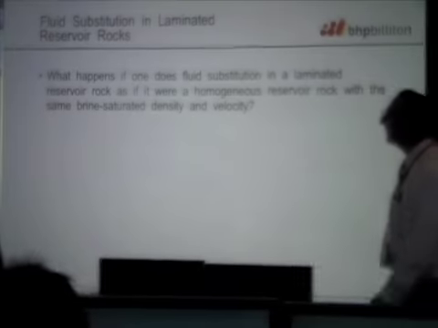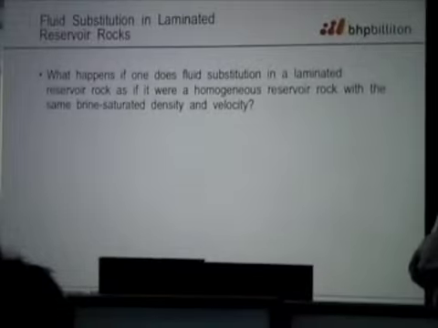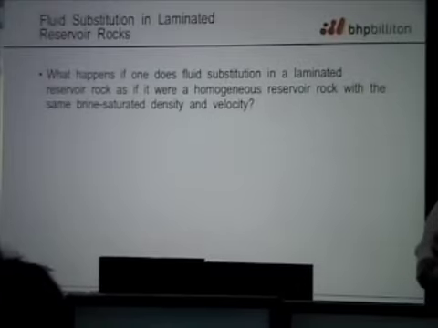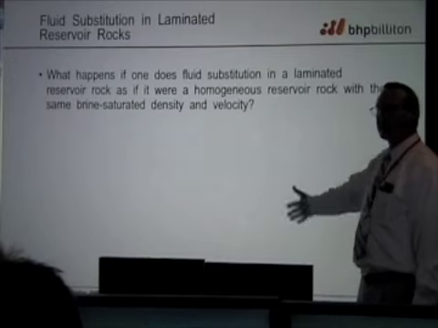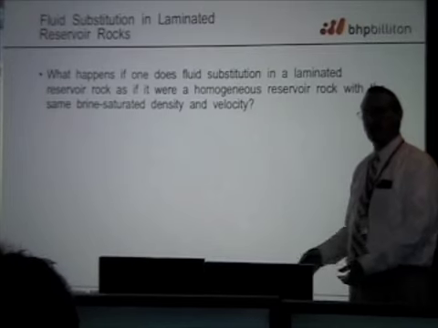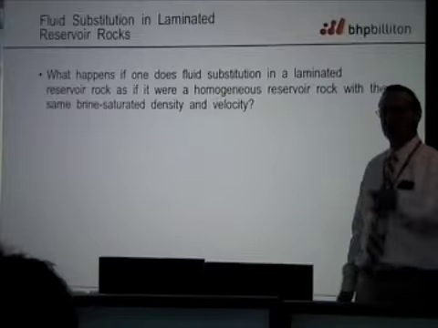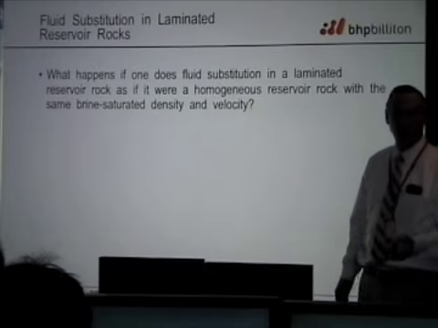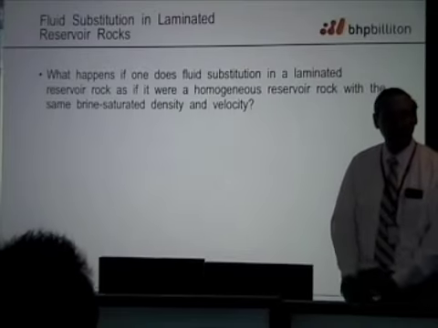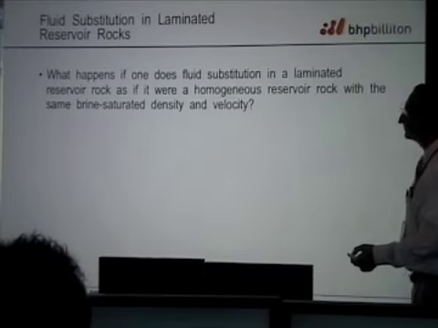So here's a question. What happens if one does fluid substitution in a laminated reservoir rock as if it were a homogeneous reservoir rock with the same brine saturated density and velocity? So you say to yourself, oh, I have this log. Remember the cartoon I had over here? I have this log, and that looks like a nice sand to me. I'm going to call that a homogeneous sand, and I know what the density is, and I know what the velocity is from the log. Now I'm going to do my Gassmann substitution as if that was a homogeneous rock. You get the wrong answer.